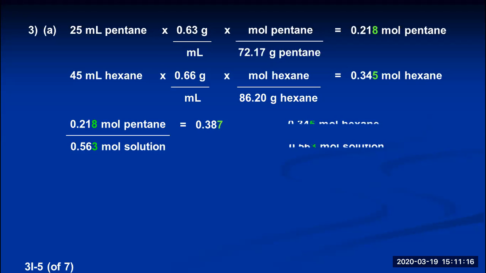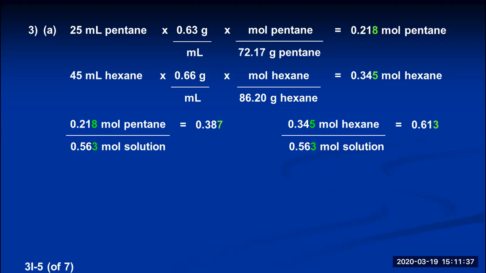But we can do it the long way. We can actually take the moles of hexane divided by the total and get the same answer. Either way is fine. So these are the mole fractions of both components in this particular solution. Now B says calculate the equilibrium vapor pressure of the solution. So because both the solvent and the solute both have vapor pressures, it means they're both volatile.